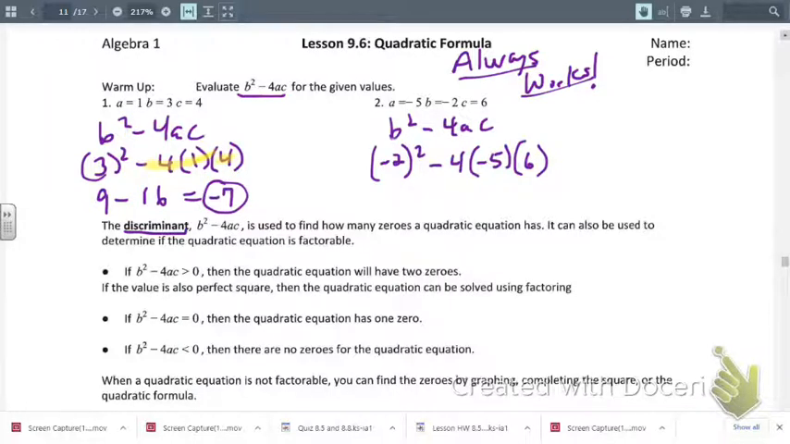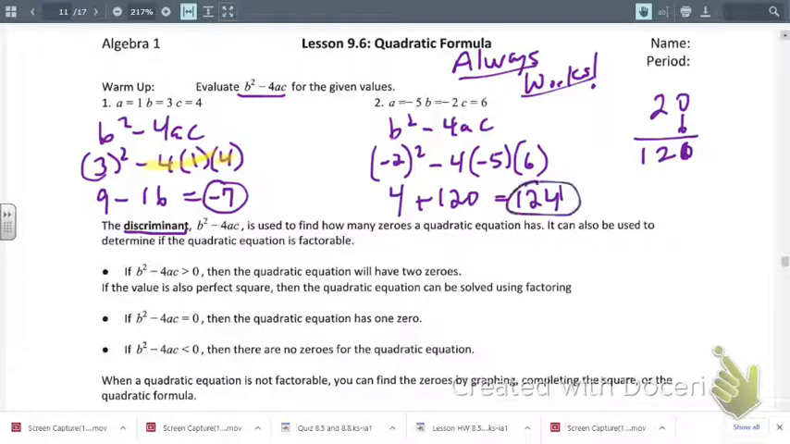So a negative 2 squared, that's going to be a positive 4. And then we have a negative 4 times a negative 5, that's a positive 20. And then we have a positive 20 times 6, that's going to give us 120. So 124 is your answer.